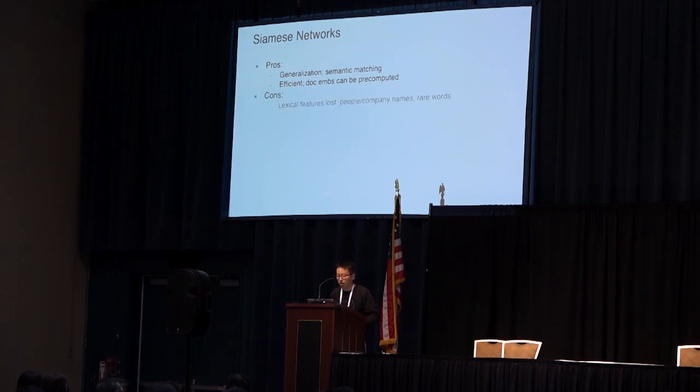The disadvantage is that some of the lexical features could be lost, especially the people name or the company name, and also the rare words. For example, if the query is jobs at LinkedIn, you will probably get a lot of job-seeking documents, but not specific to LinkedIn. This is caused by that in the Siamese network, it only used 128 embeddings to summarize all the information in the original text. Therefore, there is some information lost.